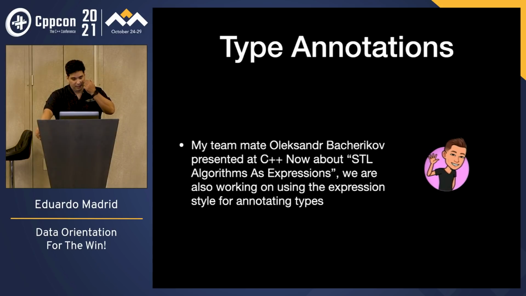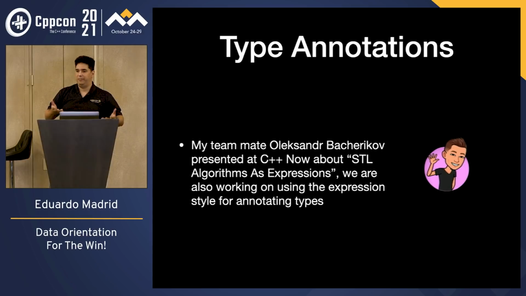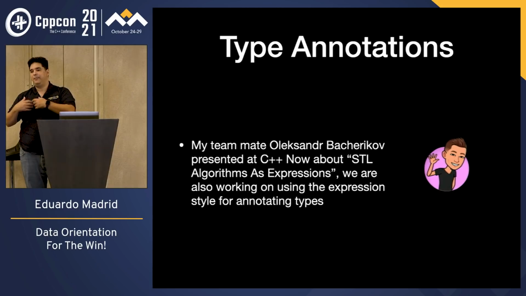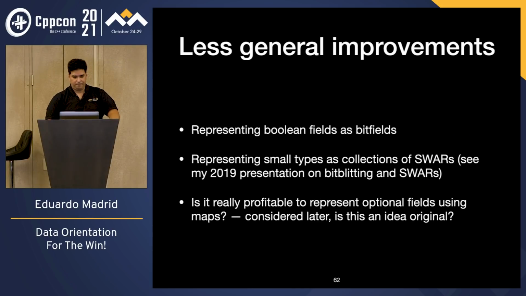The presentation was STL algorithms as expressions, and to achieve the expression style, we are devising type annotations and other resources with metaprogramming that is going to improve the expressibility of these things. So that is the type of resources that we need to be able to tell in the source code, in general, considerations of performance. Less general improvements.